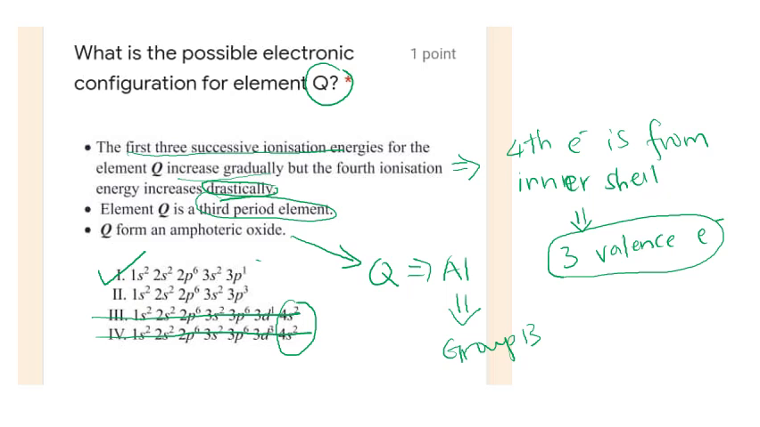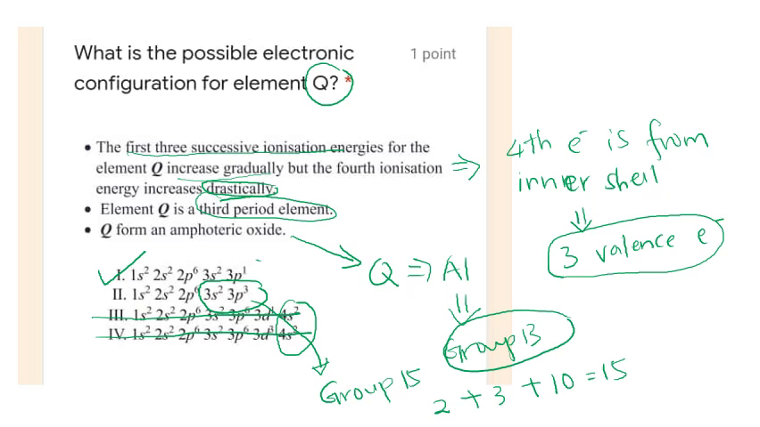If you choose number 2, it is considered group 15 because 2 electrons from the s orbital and 3 electrons from the p orbital, and then we add another 10, it is equal to 15. So here we want group 13, so the answer is the first one.